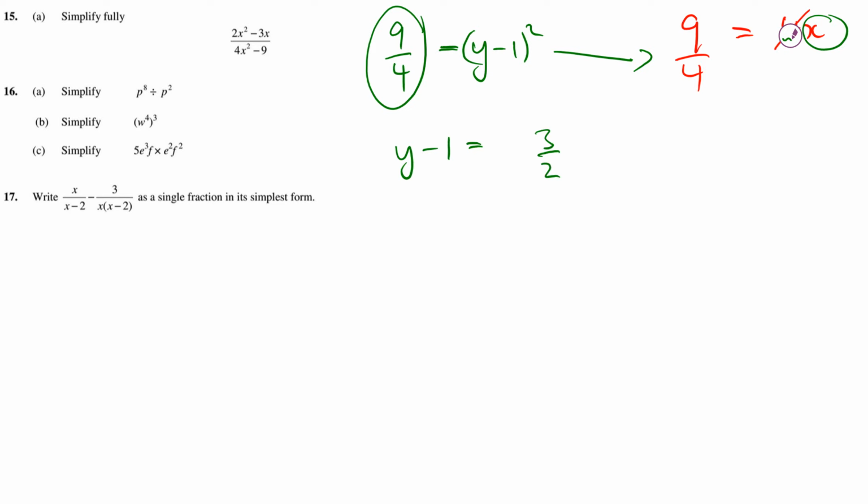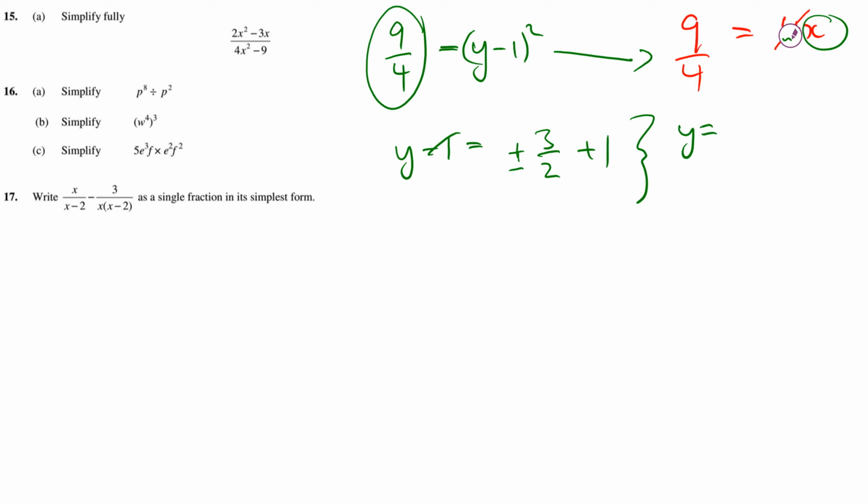When you square root something, we're talking about higher level students, you have to remember something. When you square root, what's the square root of 9? Three, plus or minus. So basically what we're saying is this, and you add one. Okay, so that means two possible things. What two possible things does that mean?